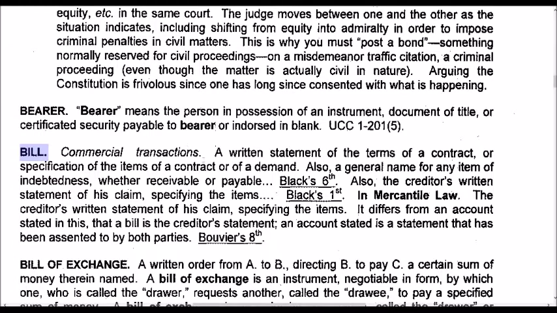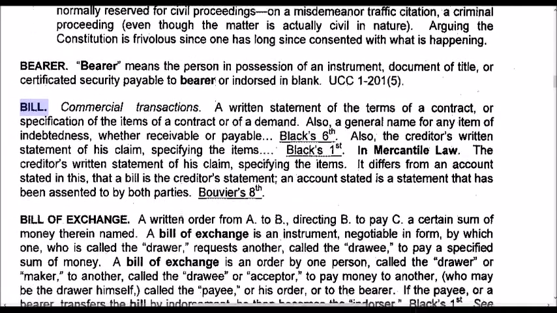Bill, commercial transactions. A written statement of the terms of a contract or specification of the items of a contract or of a demand. Also a general name for any item of indebtedness, whether receivable or payable. Black's 6th. Also the creditor's written statement of his claim specifying the item, Black's 1st. In mercantile law, the creditor's written statement of his claim specifying the item. It differs from an account stated in this, that a bill is a creditor's statement. An account stated is a statement that has been assented to by both parties, Bouvier's 8th.